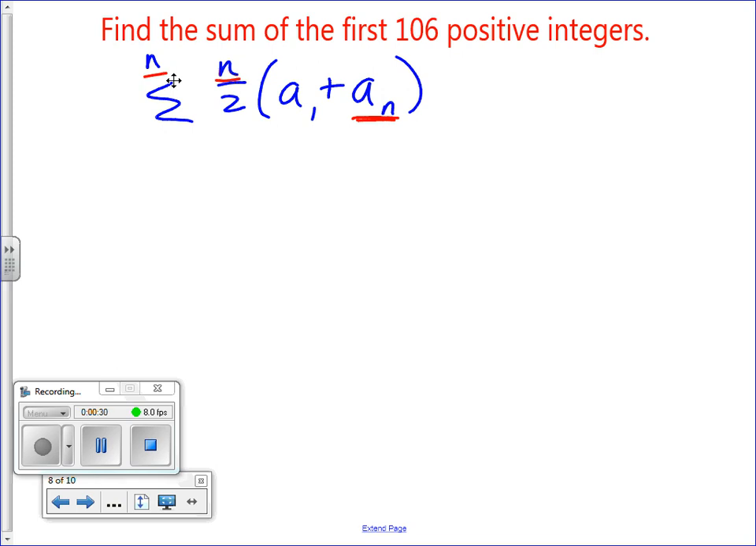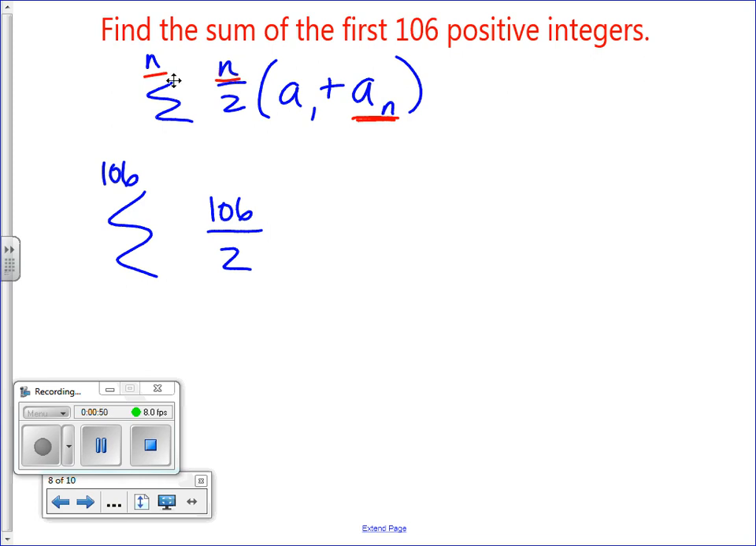This question asks for the sum of the first 106 positive integers. So if we set up the sum, how many numbers are in this sum? There are 106. So we're going to take 106 and we're going to divide that by 2.